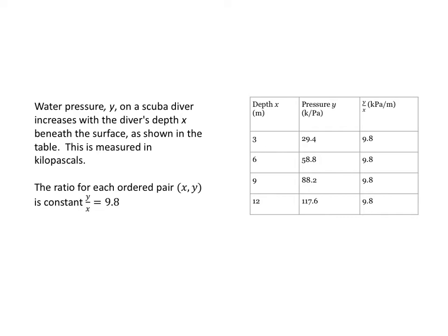Chapter 8 starts off talking about something called variation. Variation is really just the way that something changes. So we start with this idea about the depth that a scuba diver is in the water and the amount of pressure that's exerted based on that depth. And you can actually calculate this pressure, which is in kilopascals per meter. So what you do is you just take one divided by the other and you end up with this same value. So this is actually a ratio, and that's really what variation starts to become, a ratio.